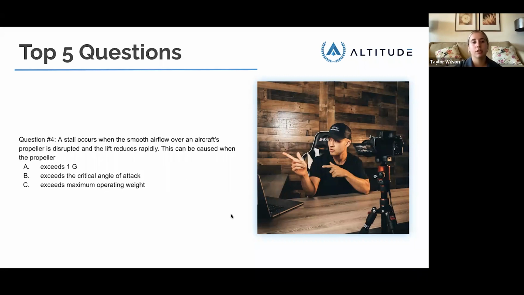A stall occurs when the smooth airflow over an aircraft's propeller is disrupted and the lift reduces rapidly. This can be caused when the propeller either A, exceeds 1G, B, exceeds a critical angle of attack, or C, exceeds a maximum operating weight. Woohoo, you guys are on a great streak here. Yep, our answer is B, exceeds the critical angle of attack.